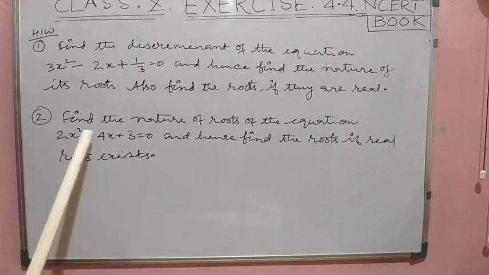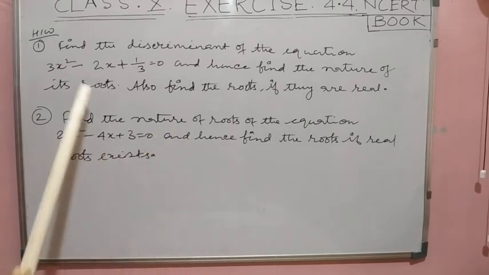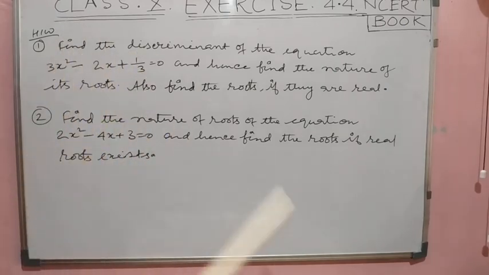Second question, find the nature of roots of the equation 2x square minus 4x plus 3 equal to 0, and hence find the roots if real roots exist. So these two questions are your homework. You will try at home and you will show me. Any confusion, then you ask me. Okay, thank you.